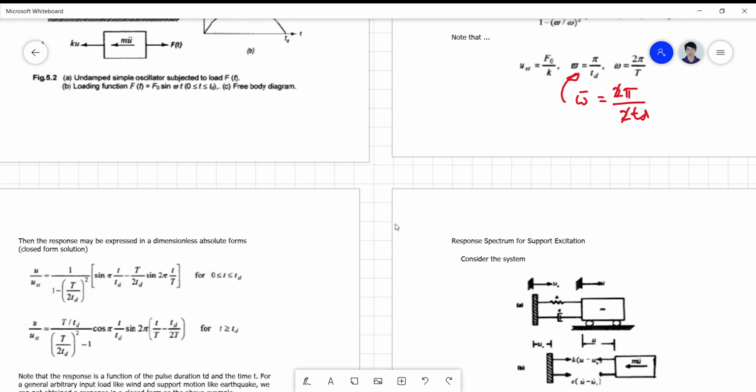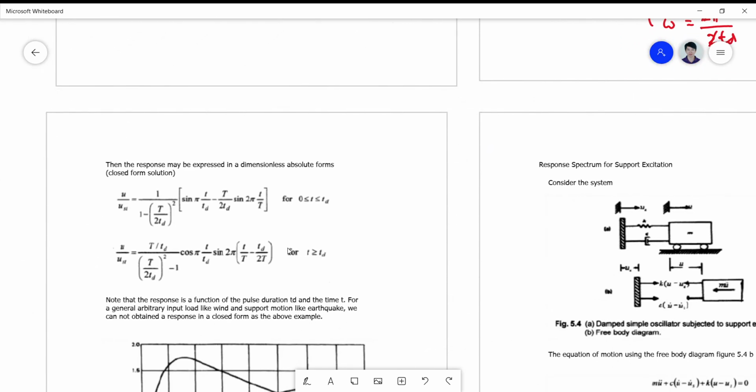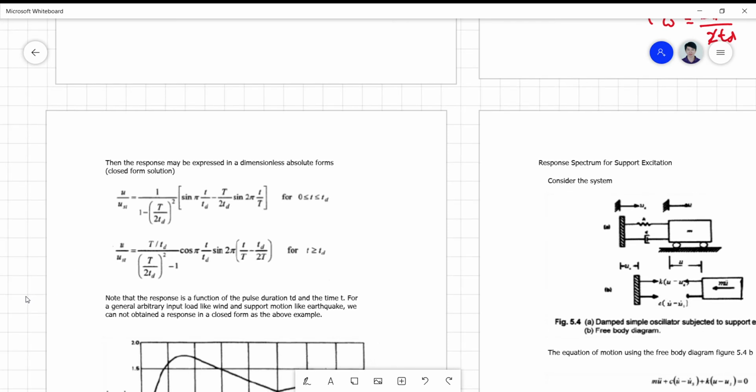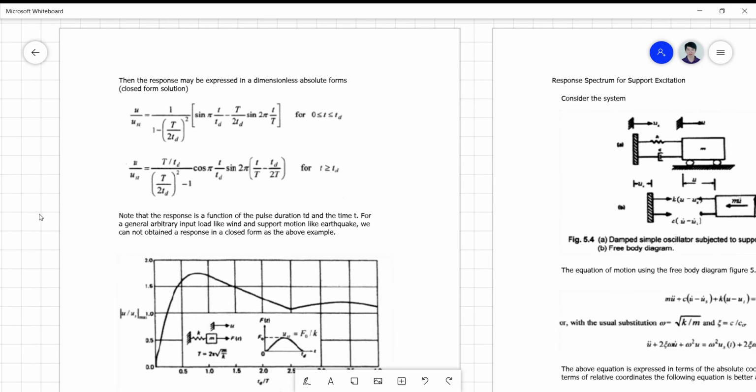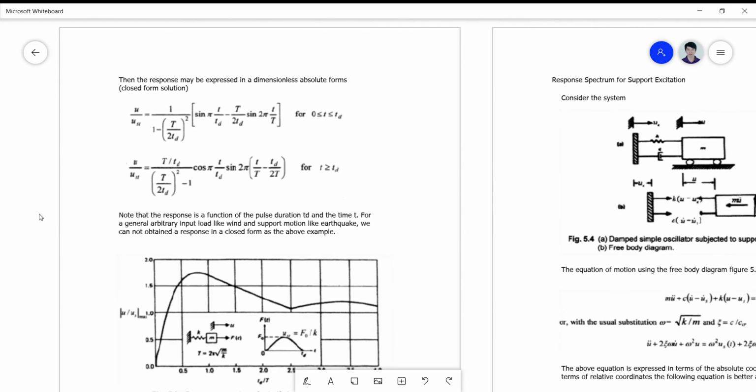Fo and K, and what remains here are functions of the pulse duration Td and the time T. Of course, the period is also the basis for your response. Note that the response is a function of the pulse duration and time. So for a general arbitrary input load like wind and support motion like earthquake, we cannot obtain a response in this manner. So this is a closed form solution.